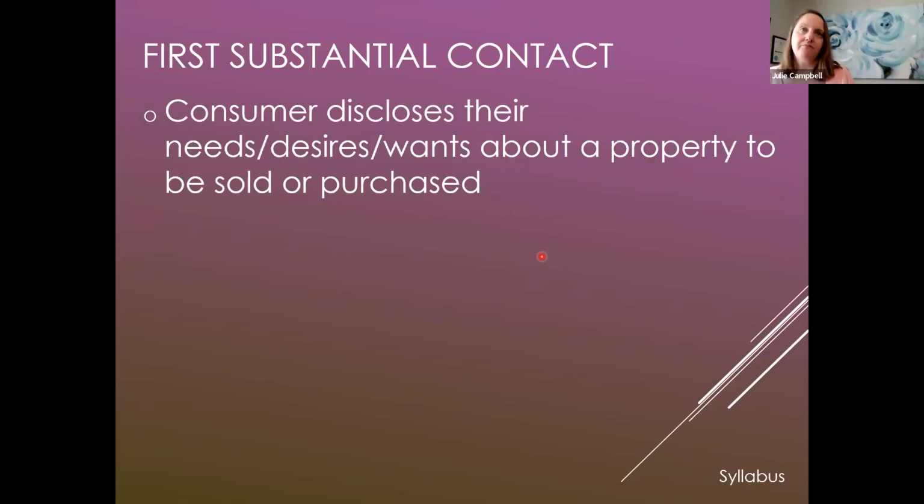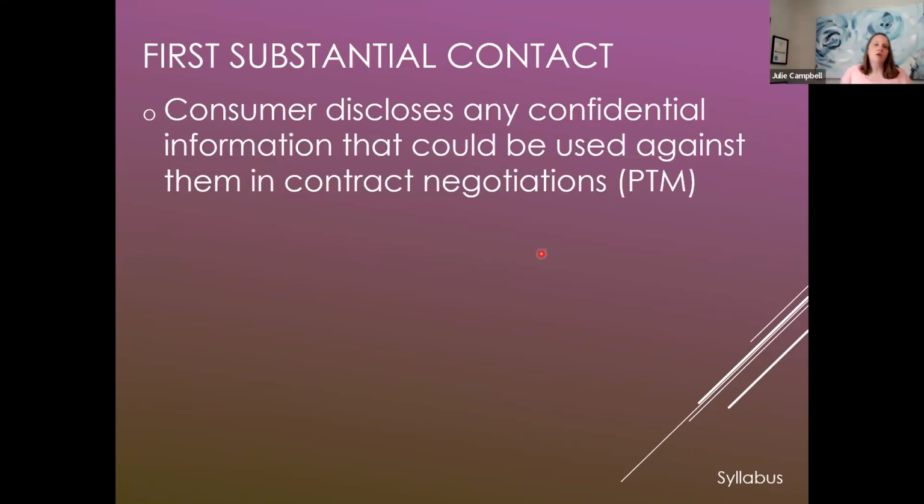First substantial contact could also be that point in time when the consumer discloses their needs, wants, and desires about the property. Their PTM, that's the easiest way I have to remember it. Price, term, and motive. When the consumer starts talking about their acceptable asking price or listing price, the terms of their desired contracts, or their motive for buying or selling, that typically is when we hit first substantial contact. We're learning about their needs, desires, or wants about the property. Or it could be that point in time when the consumer discloses any confidential information that can be used against them. And again, that's PTM: price, term, and motive.